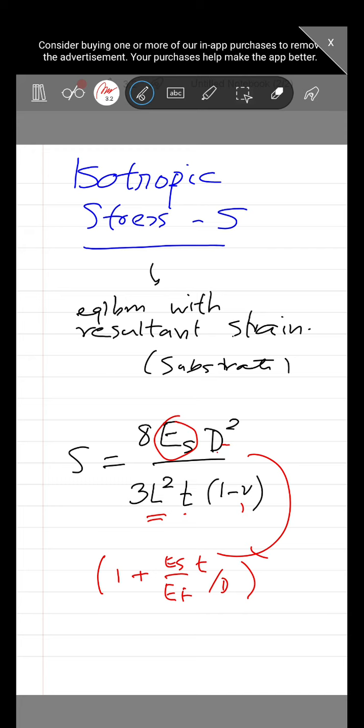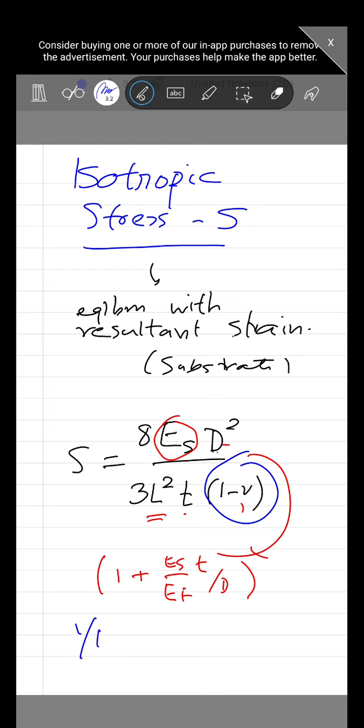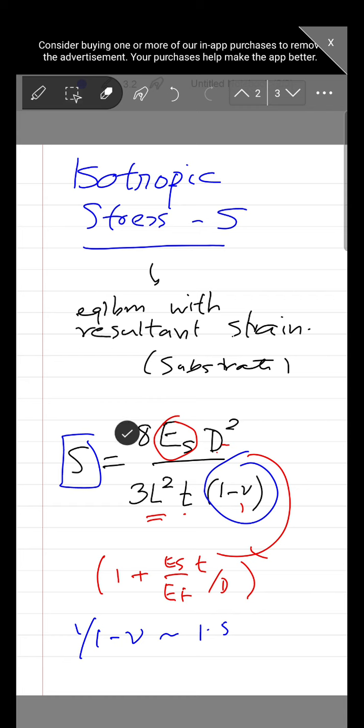Now this factor 1 by 1 minus nu is not required for a cantilever geometry, and it is assumed to be equal to 1.5. Now, if the film is very thin, that means T much less than D, the previous equation is known as Stoney's equation. It is a very common equation to determine stress in thin films.